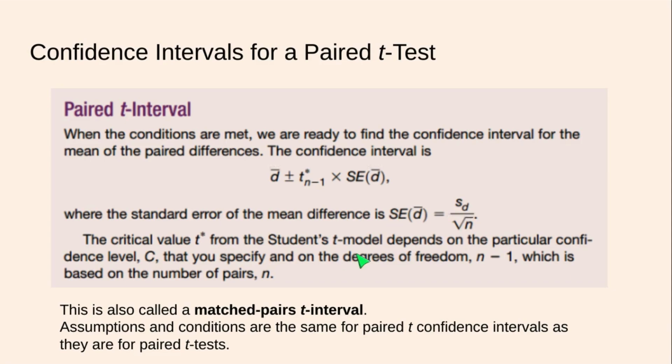Critical value t-stars come from the t model, with n-1 degrees of freedom, hence the n-1. You're used to this at this point. If you see something called a matched pairs t-interval, that's the same as a paired t-interval. That's another way of saying the same thing.